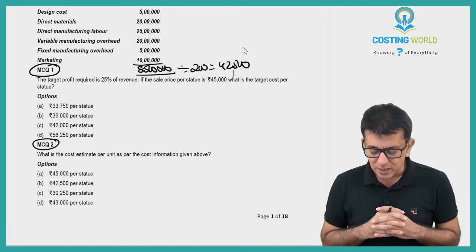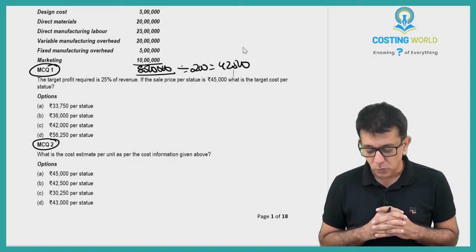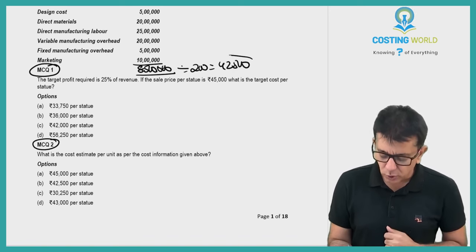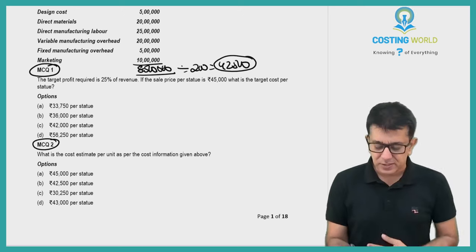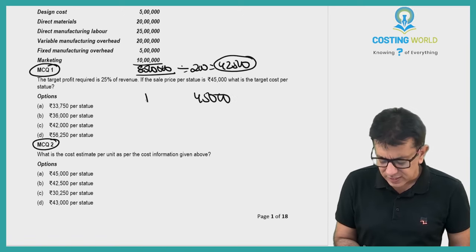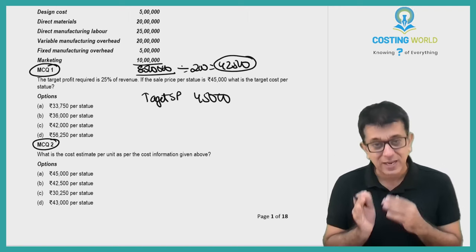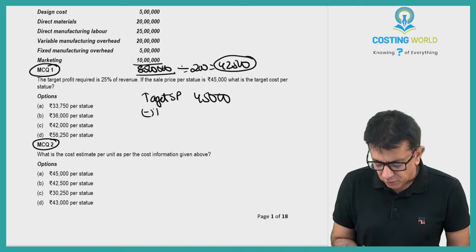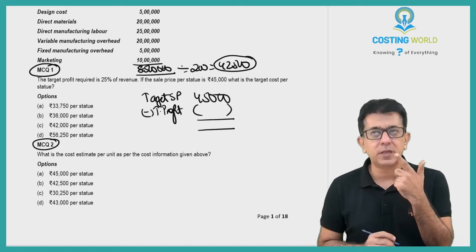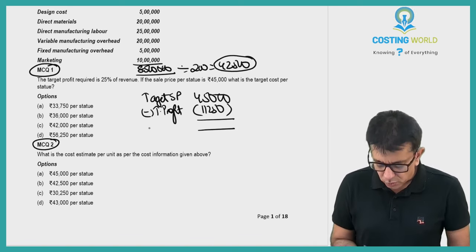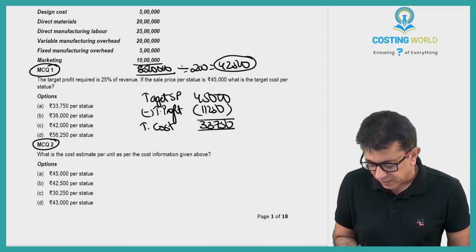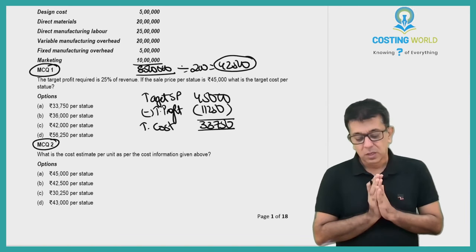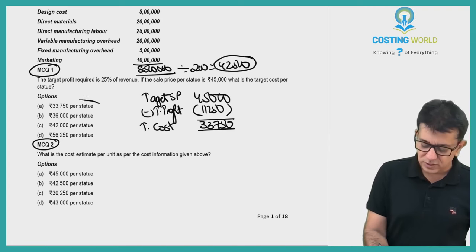If the selling price is 45,000 per statue, what is the targeted cost per statue? See, our actual cost is 42,500. But selling price is 45,000. This is our target selling price. We like to sell the product at this price. But then we are looking for a target profit also, 25% of this. So 45,000 into 25% will be 11,250. So that gives you target cost. So our target cost should be 33,750. This is the cost that you all should achieve. This will be your answer.